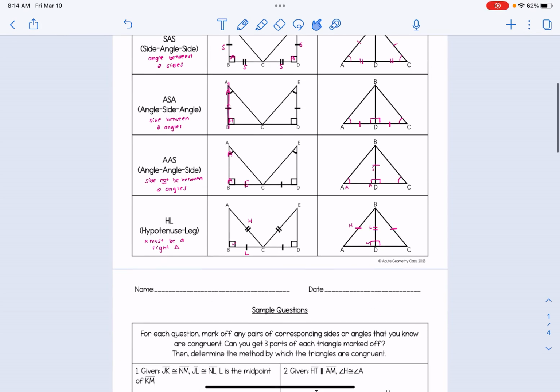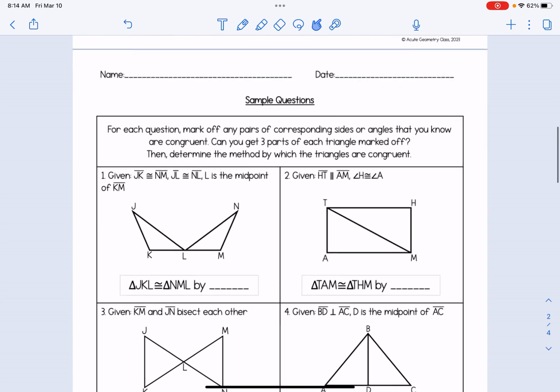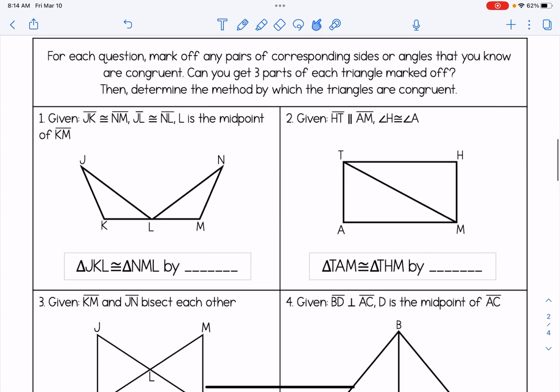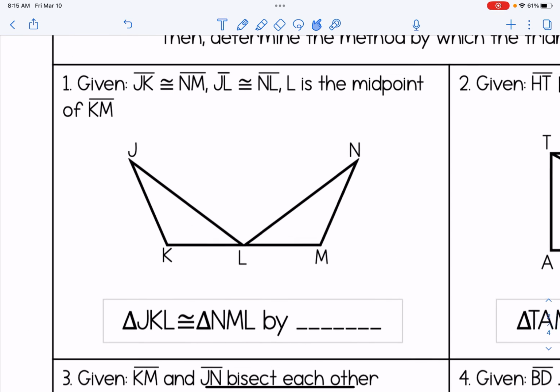Let's take a look at how we're going to start to put this together. So it says for each question, mark off any pairs of corresponding sides or angles that we know are congruent. Can we get 3 parts of each triangle marked off? And then we're going to determine the method by which the triangles are congruent. So here's where we start to build everything together from proofs. So let's take a look at example 1.